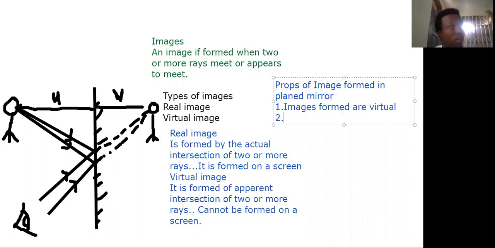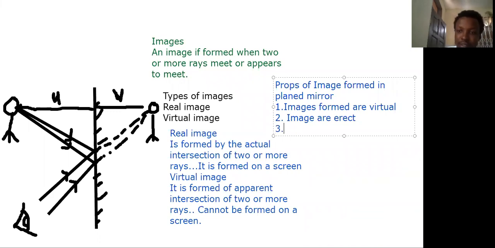Number 2, the images formed are erect. When you look into the mirror, you can see that the images are erect, like you stand up. Now the images are laterally inverted. When I say laterally inverted, I hope you understand. You realize that your left becomes your right and your right becomes your left. Have you seen it when you look into the mirror?